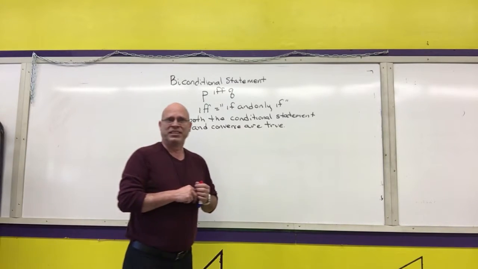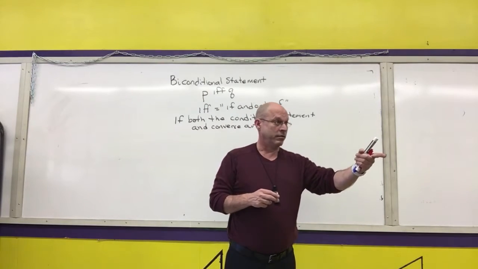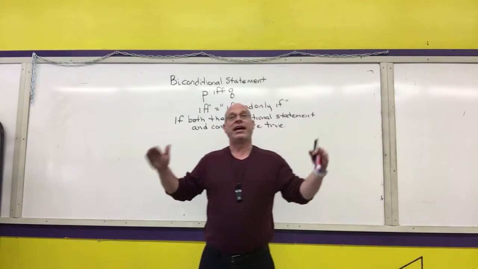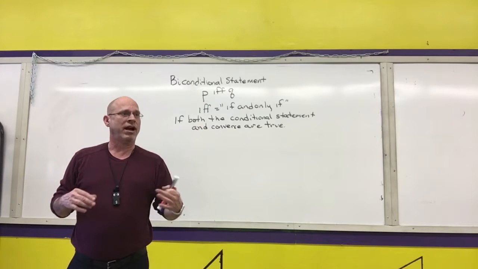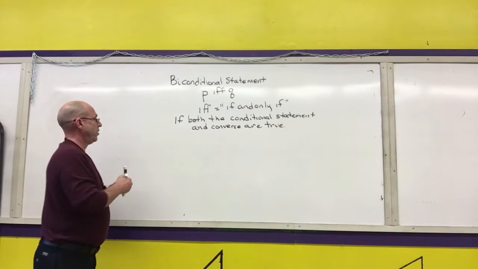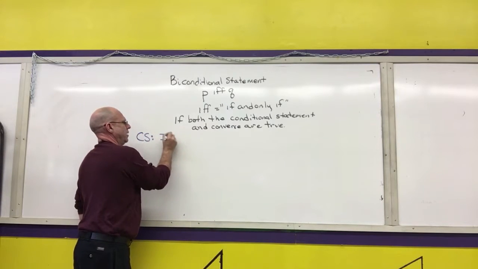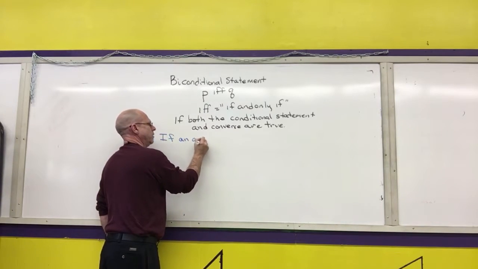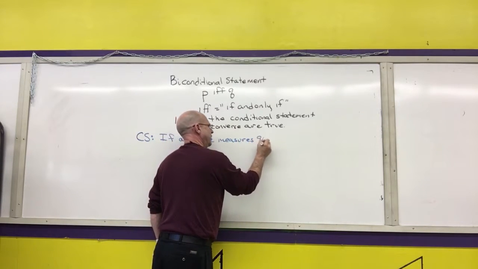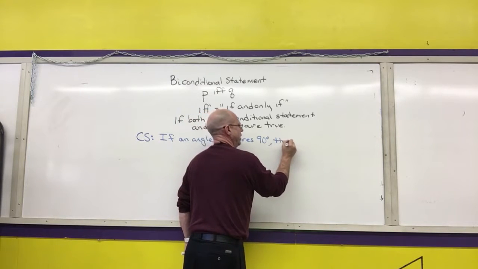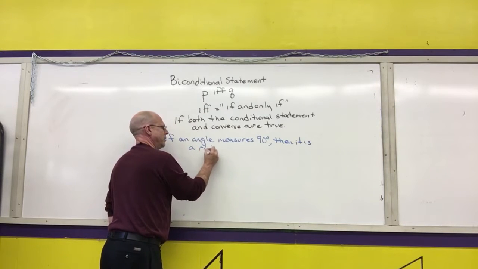Can somebody please tell me what the definition of a right angle is? It's a 90-degree angle. So what I want to do is write that as a conditional statement. Every one of our definitions that we have so far, you can write as a conditional statement. So what I'm going to write for my conditional statement is: if an angle measures 90 degrees, then it is a right angle.